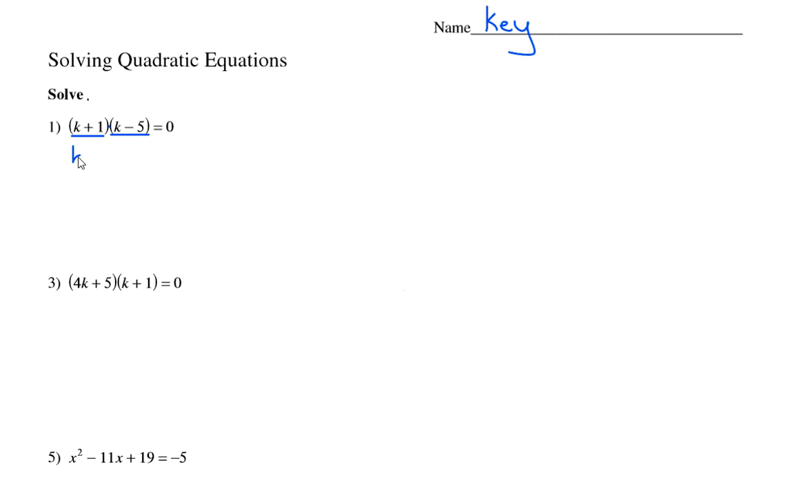So either k plus 1 would equal 0, that's your first possible case, or k minus 5 equals 0. One of those two must equal 0 for the product to equal 0. When you solve these two equations, you get your two answers. Subtract 1 from both sides of the equation, you get k equals -1, or add 5 to both sides of the equation, you get k equals 5. Again, write your answers in set notation in numerical order, so -1, 5, those are your two possibilities.